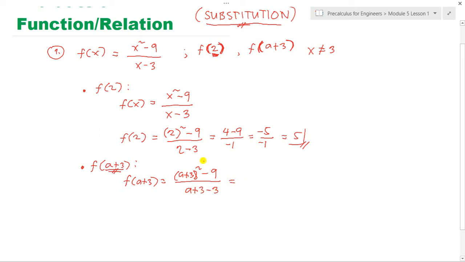So simplify. This is a binomial expansion with an exponent of 2. So just use the shortcut method wherein the product of the binomial term, so 3 times a is 3a times the exponent, so we have 6a. So that would be our middle term. The first term is square nimo, middle term plus 6a, last term is square sa last na term, so we have here 9 minus 9 all over a plus 3 minus 3. As if it is 3 minus 3 is 0, 9 minus 9 is 0, so what's left is a squared plus 6a all over a.